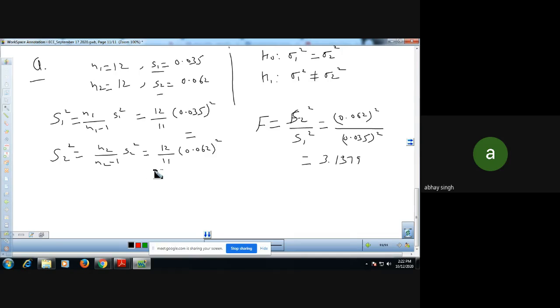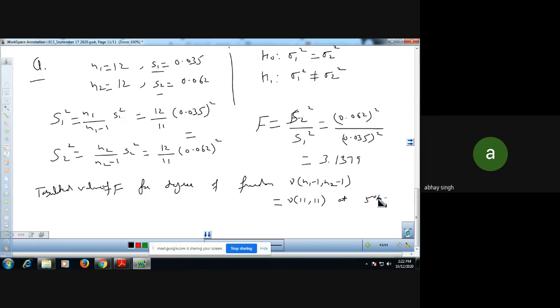Now the table value, or you can write down tabulated value of F for degree of freedom, which is denoted by mu. Mu is the symbol we shall use. N1 minus 1 and N2 minus 1. That is the sample size is the same, so it will be 11, 11 at 5% level. And what it comes out to be from the table, that is 2.83.